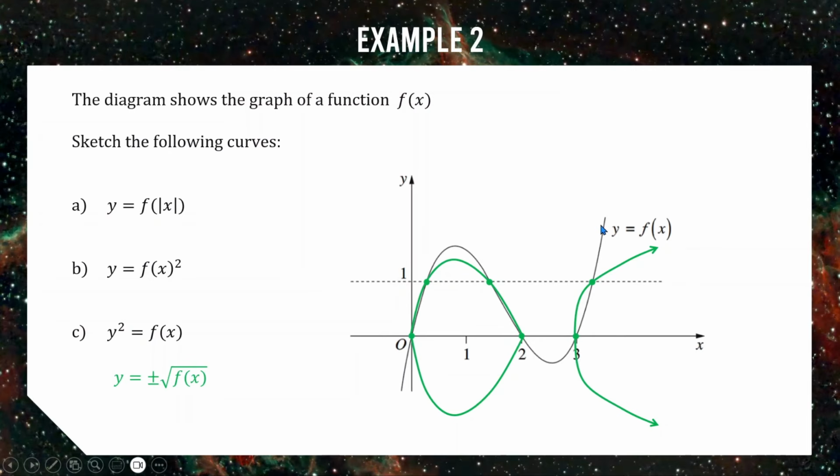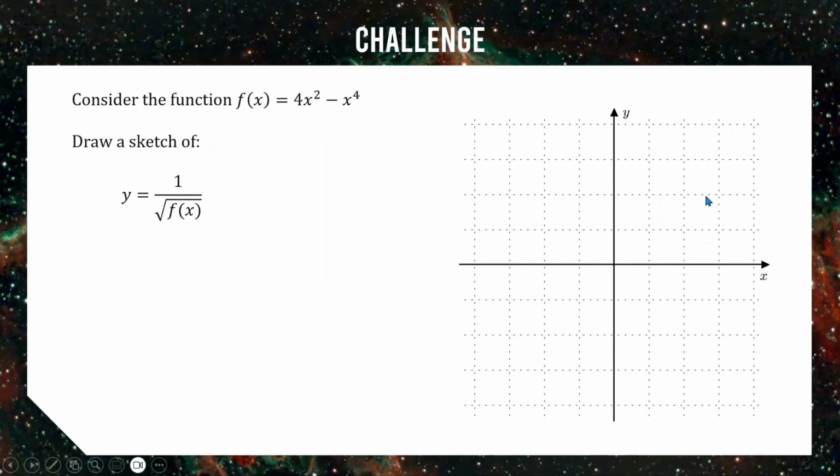Okay, and we're going to finish off with one more example, I think. Yeah, tough one. All right, we're starting off with a function. It's a quartic function, 4x squared minus x to the power of 4. And we're going to sketch not only the square root, but the reciprocal of the square root.